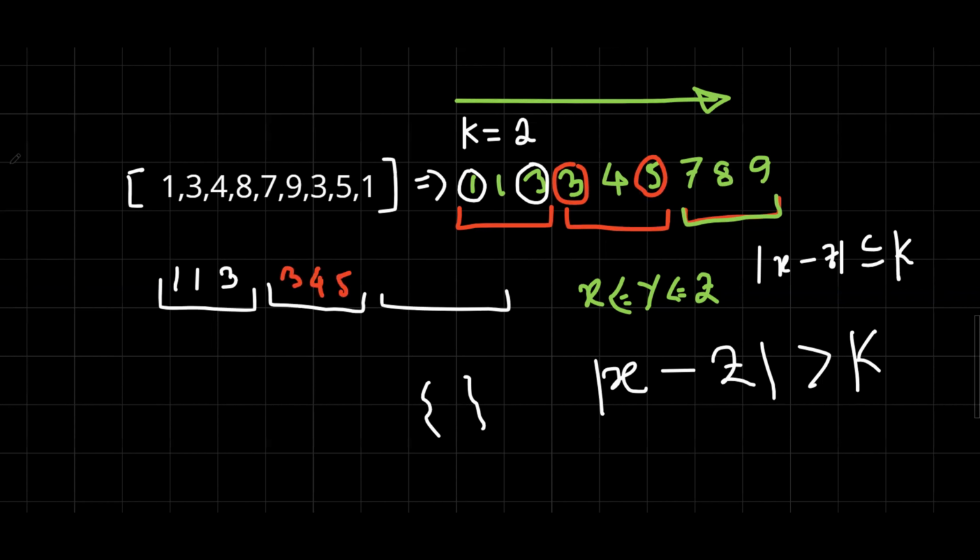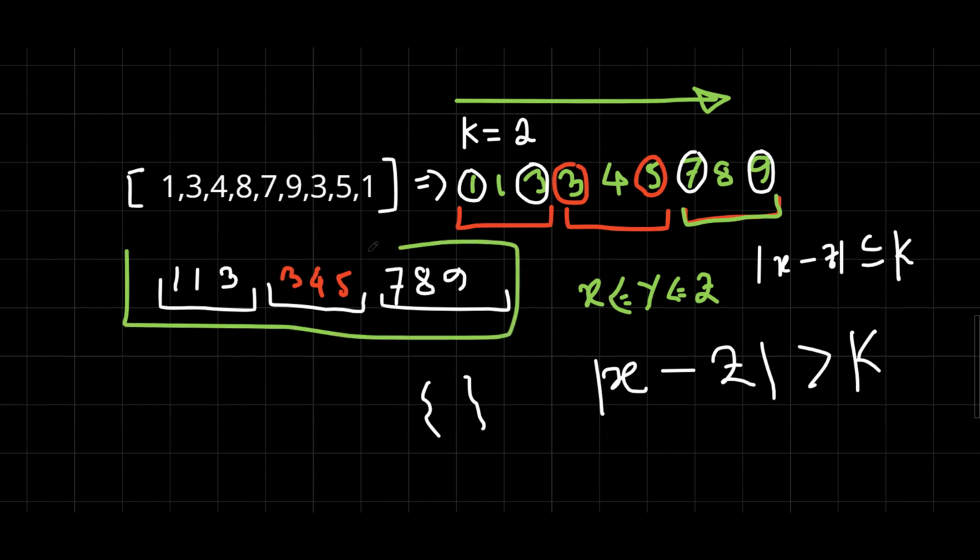And again, for the last subarray, the difference of the last element 9 and the first element 7 is 2, which is definitely again less than or equal to 2. So we can add 7, 8, and 9 into the resultant array. Finally, we have to return this list. I hope you understood the algorithm. Now let's move on to the code.